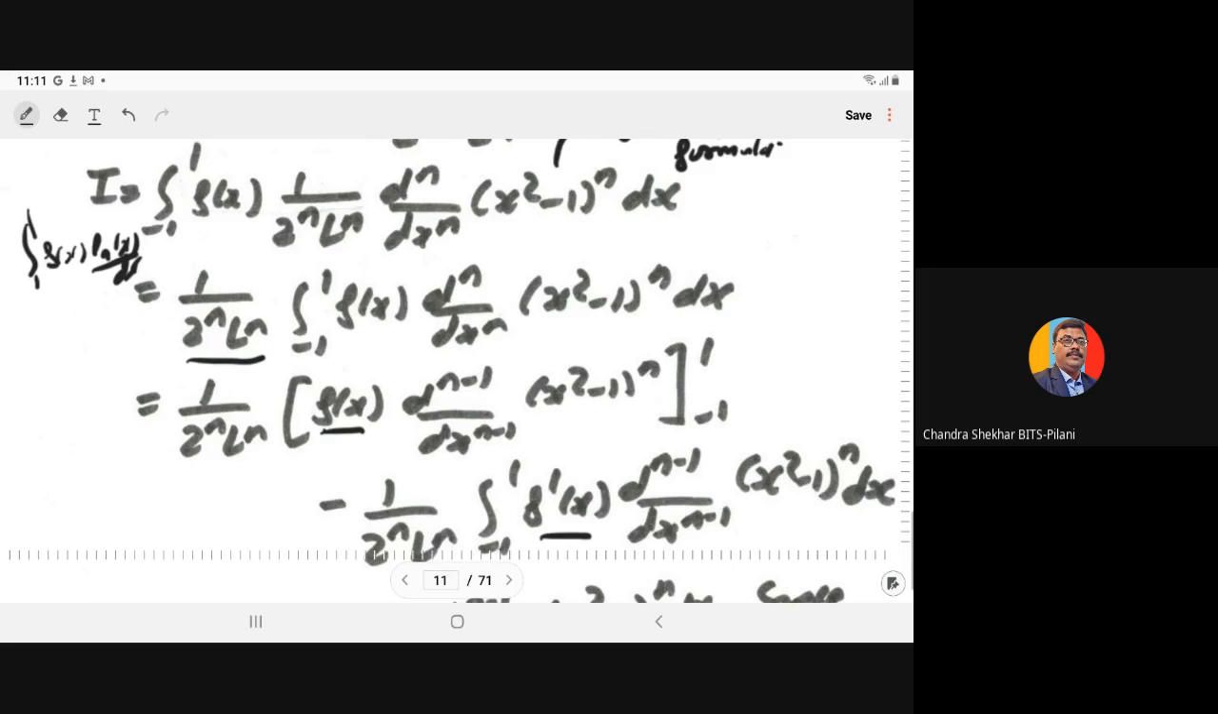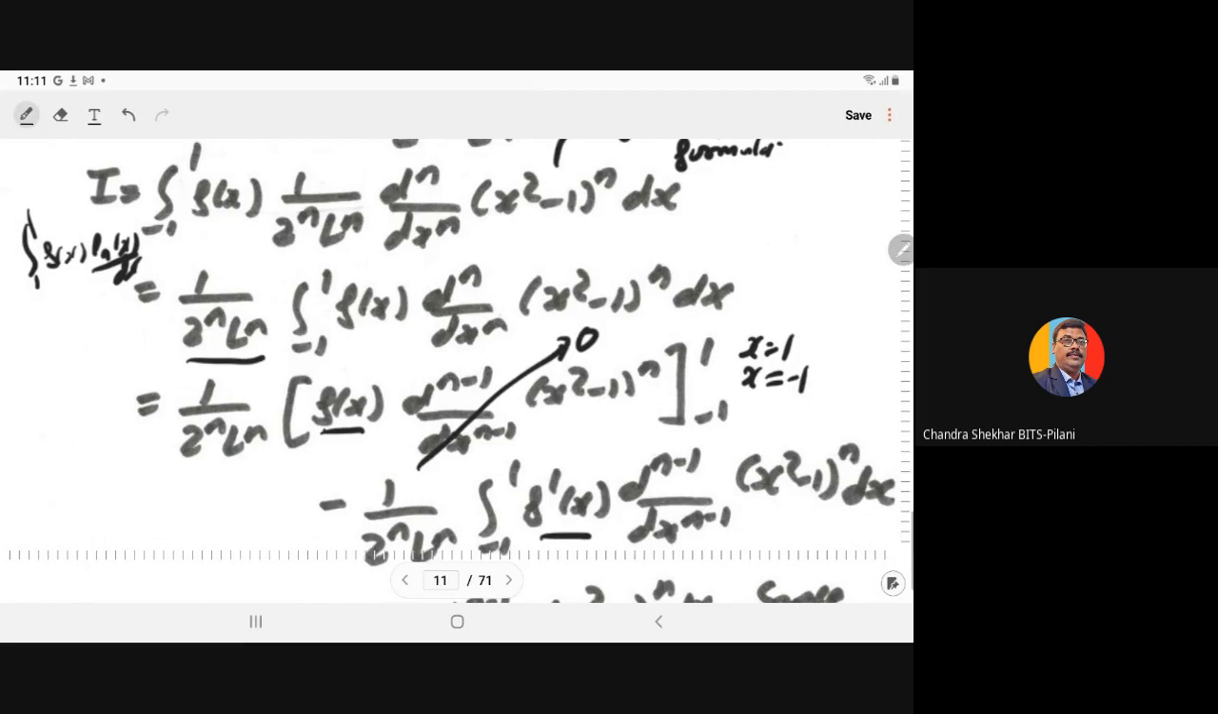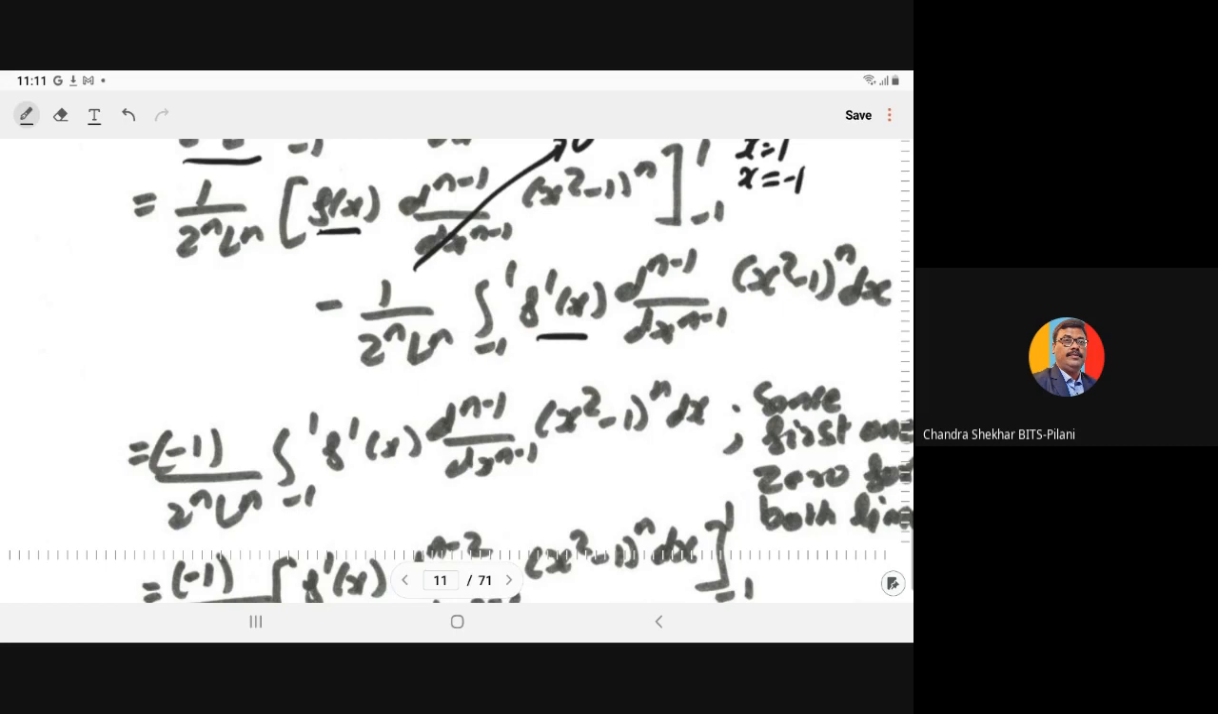So when we put x equal to 1 or x equal to -1, in both cases x^2 - 1 is equal to 0. So under both limits this function is 0. So what we have is minus 1 upon 2^n n factorial, the integral from -1 to 1 of f dash, right?